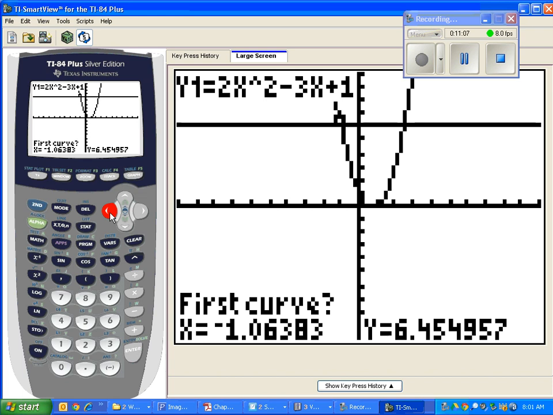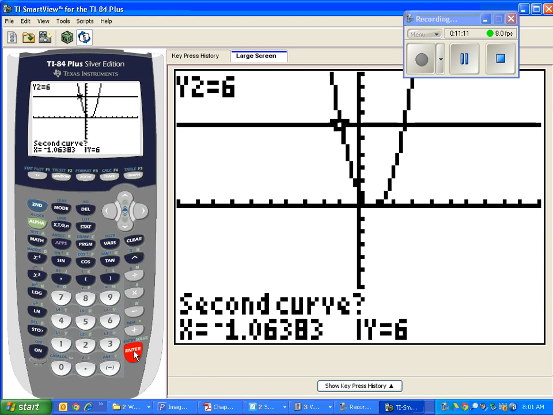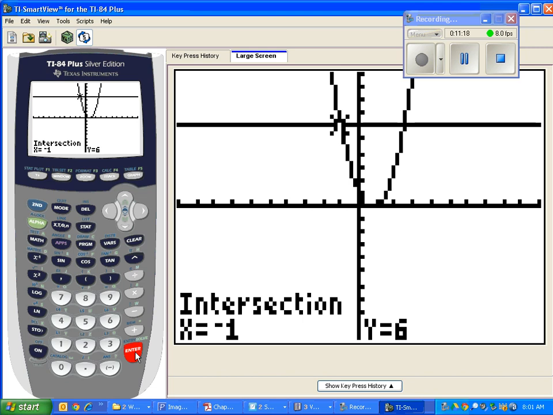It's asking me first curve question mark. To that I say enter. Second curve, I'm also kind of close to that point of intersection there, so I'll press enter and then enter again. And hopefully you got as one of your x values -1 when you factored and solved.